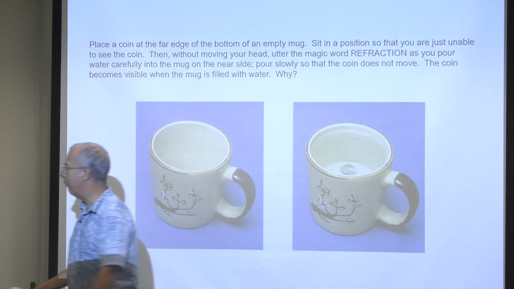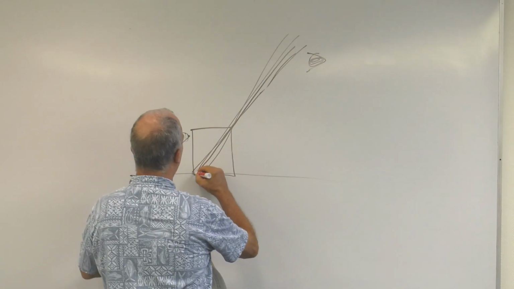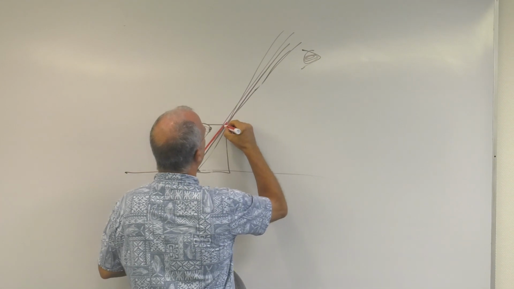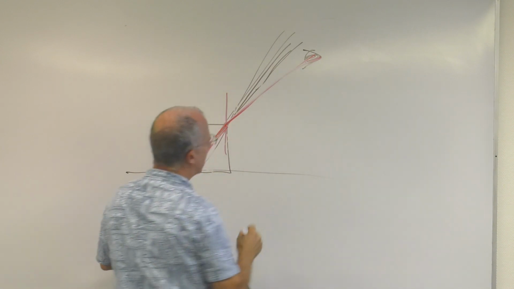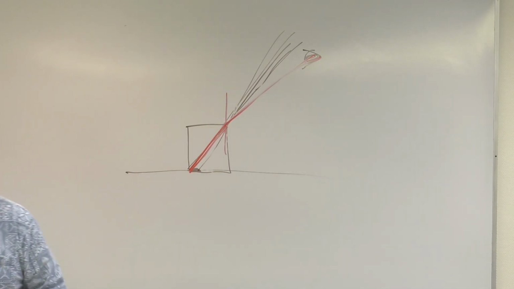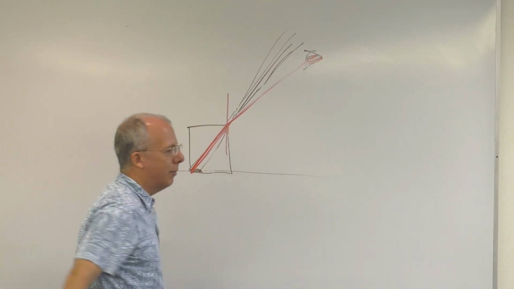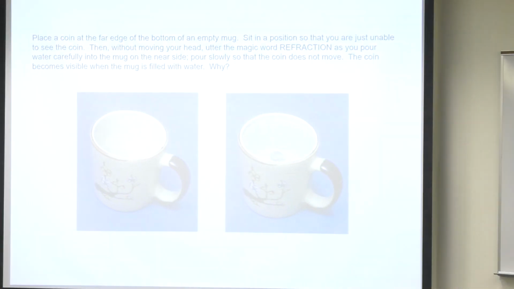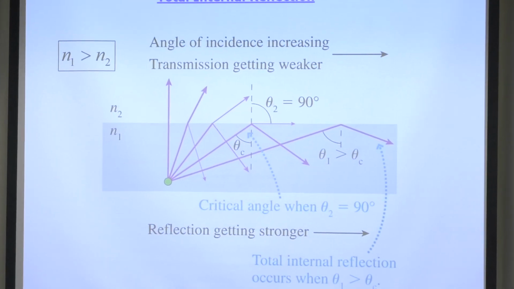What's going on? Refraction. Because when you go from large n to small n, the light ray is bent. So you should try this at home. It's kind of cool. Refraction, you know. Show your kids or your friends a magic trick. Okay. Next topic.